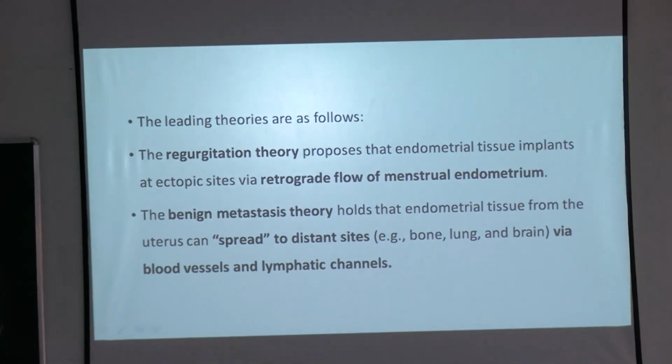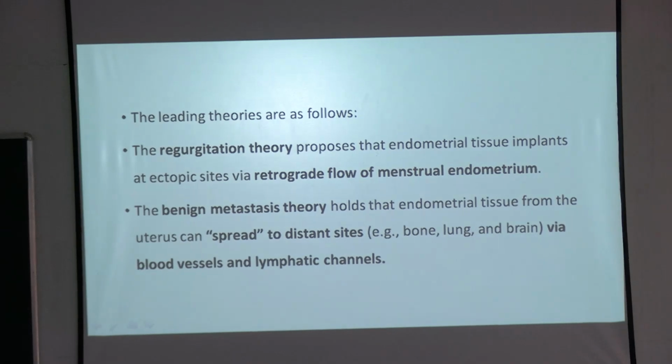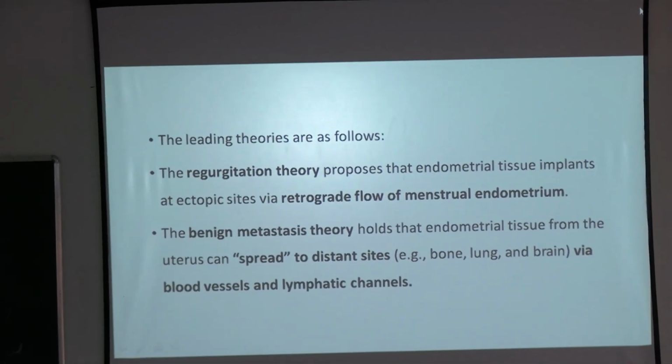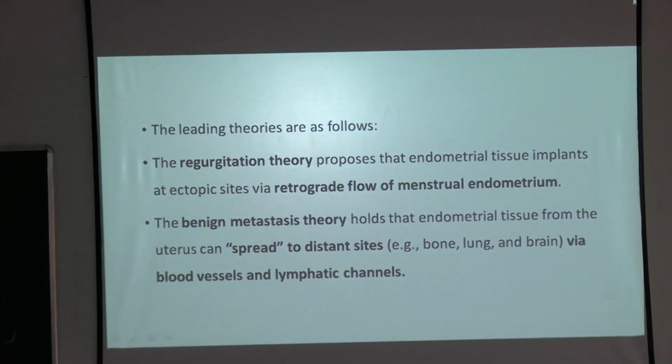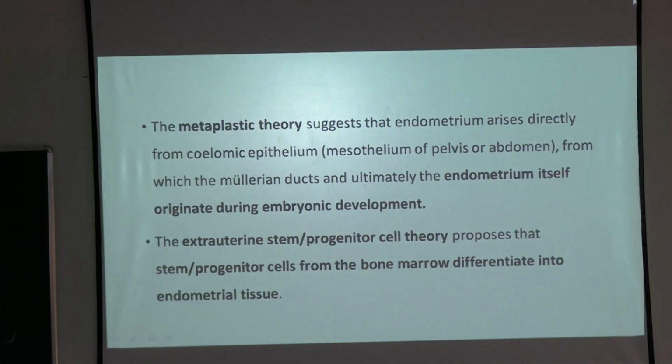Another theory is benign metastasis theory. Here, distant site spread হচ্ছে via blood vessel and lymphatic channel. Example, bone, brain, lung. And then metaplastic theory suggests that endometrium arises directly from coelomic epithelium, mesothelium of pelvis or abdomen. Then extrauterine stem or progenitor cell theory propose that stem or progenitor cell from the bone marrow differentiate into endometrial tissue.